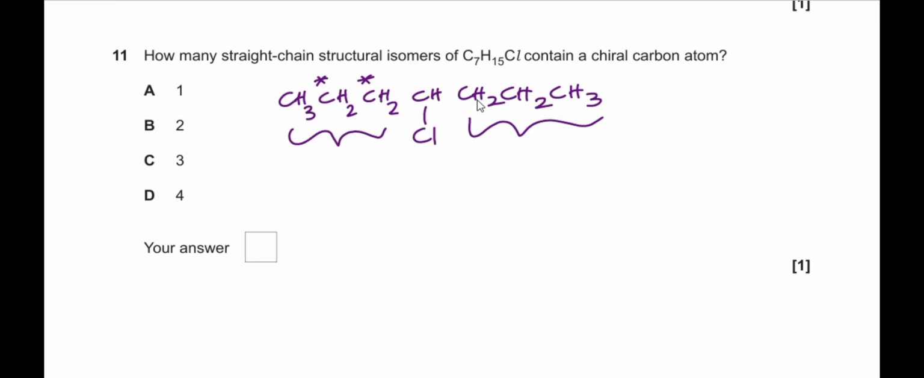Now going to the next one, the fifth carbon atom, sixth and seventh, they will all create similar situations to what we have already seen here. Therefore, altogether, to answer this question, there will be only two chiral carbon structural isomers. Therefore, B is our answer.